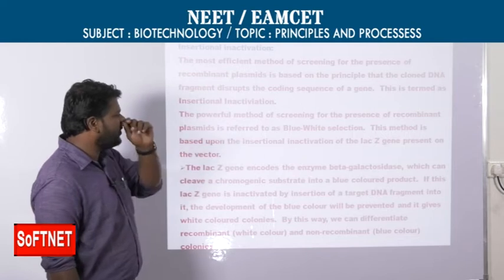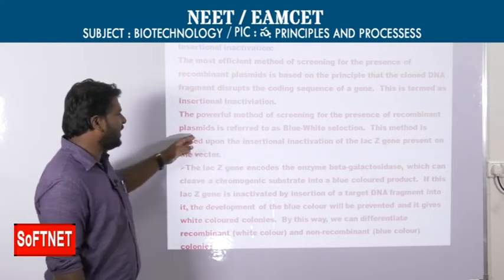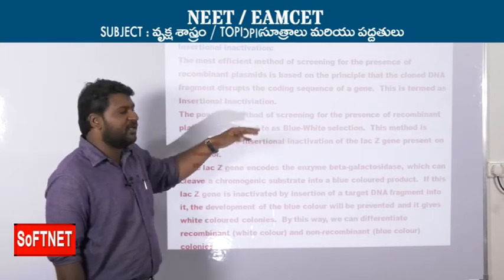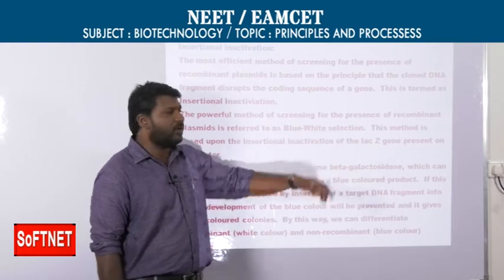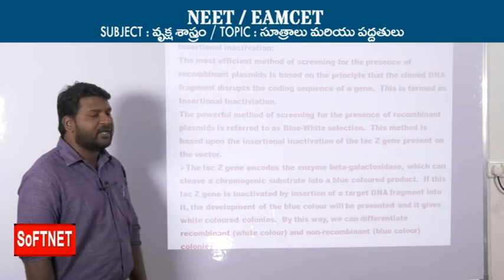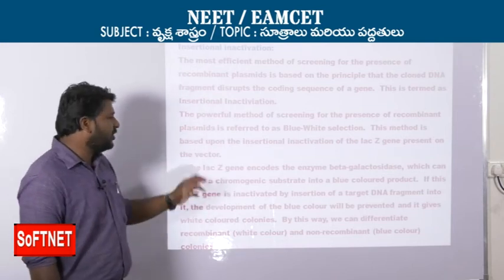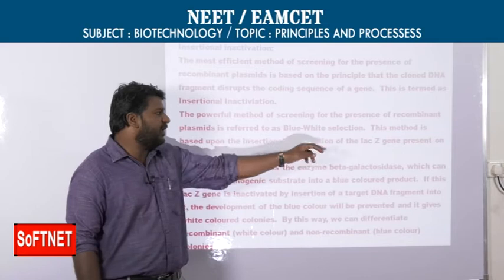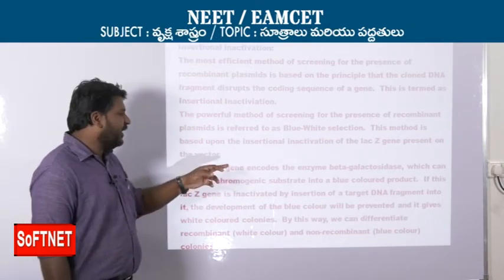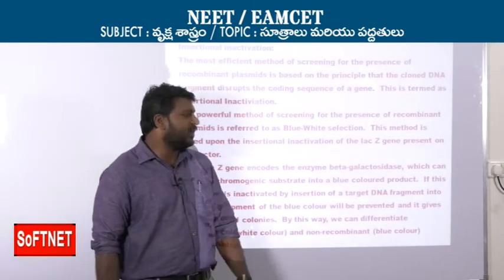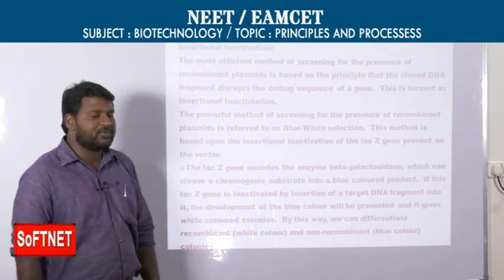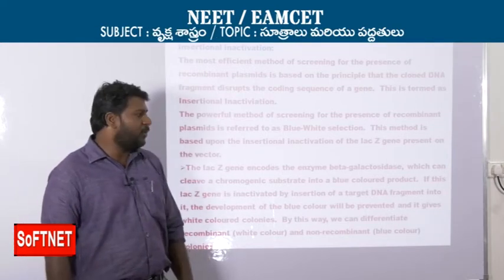A powerful method of screening for the presence of recombinant plasmids using insertional inactivation is called blue-white selection. This method is based upon the insertional inactivation of the lacZ gene present on the vector in the plasmid. The lacZ gene encodes the enzyme beta-galactosidase, which can cleave the chromogenic substance into blue colored products.